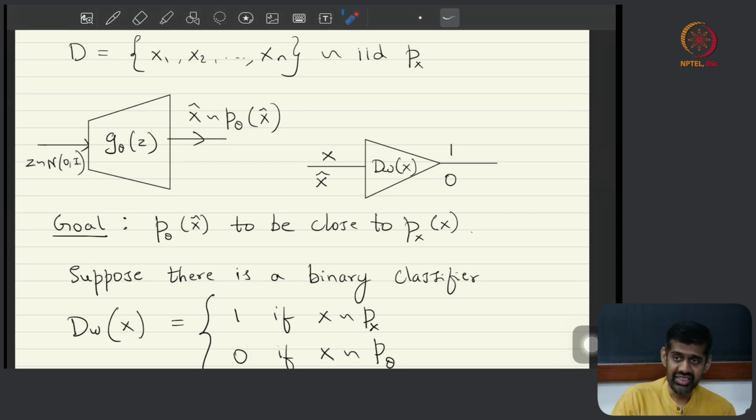So, one idea is this: you keep tweaking the parameters of the sampler, which is the function, till a point where this classifier starts malfunctioning. When would this classifier stop functioning? It would stop functioning if it cannot distinguish between the samples of px and p theta. When would it not be able to distinguish between px and p theta? If px and p theta are the same distributions.